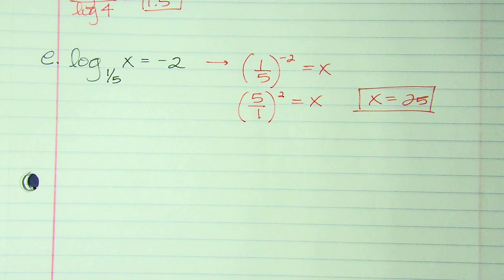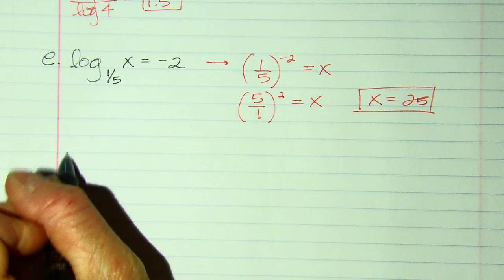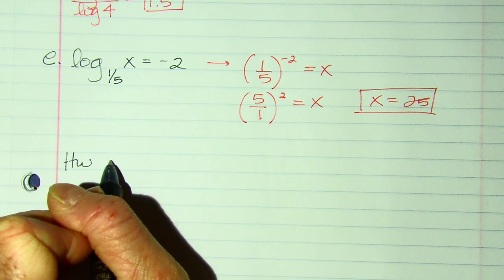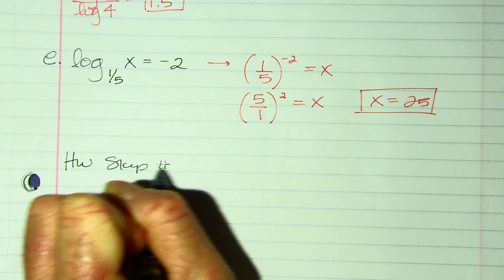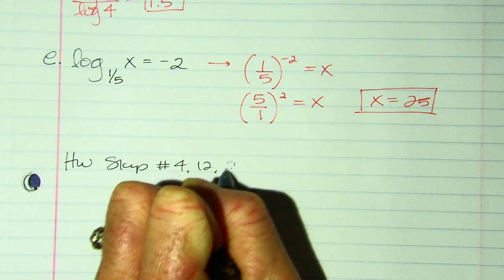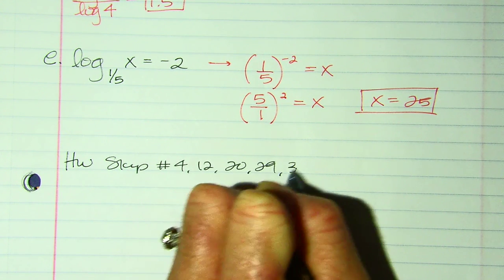Your homework, I want to make sure I didn't miss anything. Homework for lesson 26, you're going to skip number 4, 12, 20, 29, and 30. And that's it.